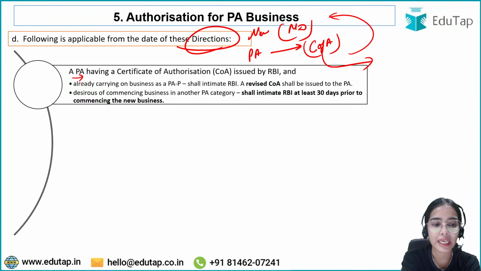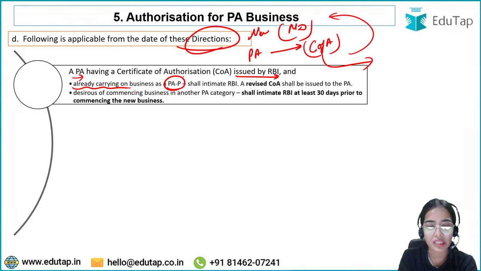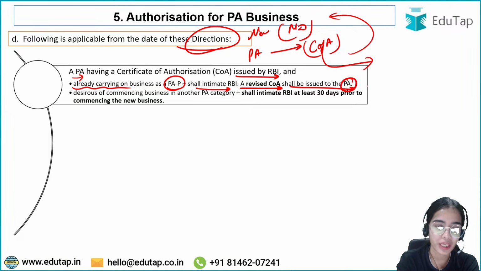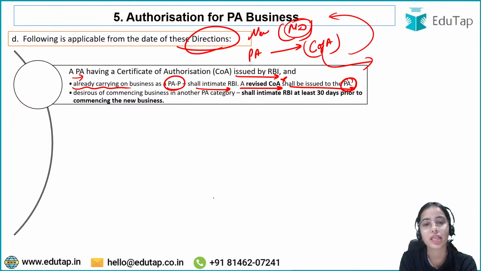So a payment aggregator having a certificate of authorization issued by RBI, already carrying on business as a payment aggregator in the physical manner, shall inform the RBI that they had got the certificate of authorization under the previous direction and are working as a payment aggregator in the physical manner, and a revised certificate of authorization shall be issued to the payment aggregator. So a revised certificate of authorization will be given under the new master direction to the payment aggregators that already had the certificate of authorization under the previous guidelines.